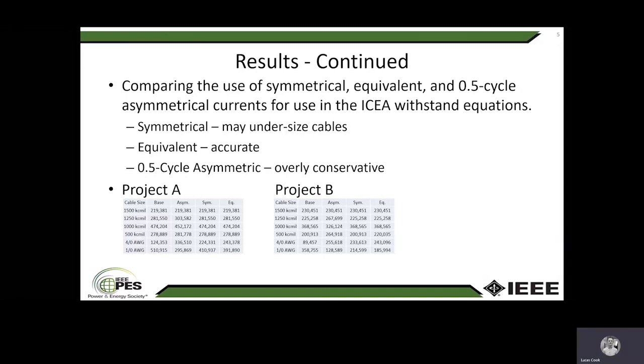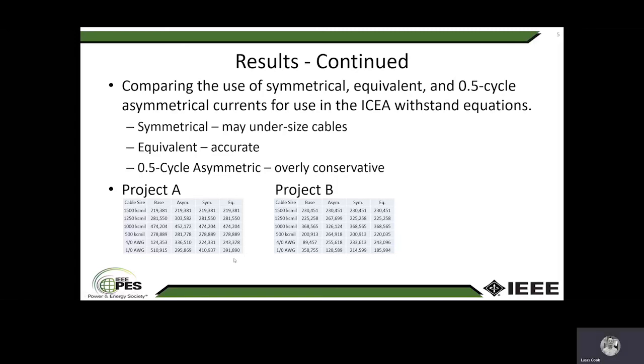The cable sizes you see on the left are typical for the renewable industry. Now the base case column is just the cable lengths in feet if you had not considered any short circuit upsizing, so based purely on ampacity. And then the 3 methods follow after that. The key here, though, is to compare the symmetrical column to the equivalent column.